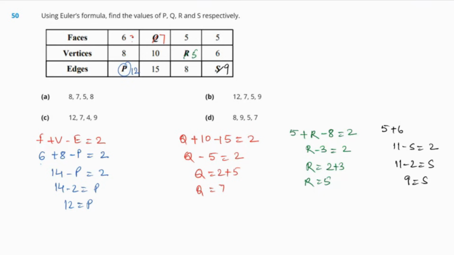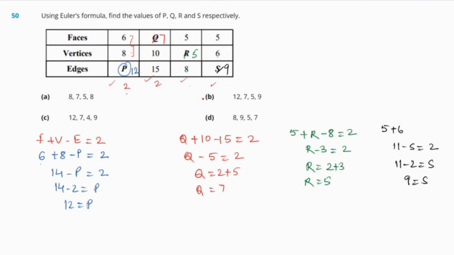Because the values 6, 8, and 12: 6 plus 8 is 14, and 14 minus 12 is 2. Yes, that is correct. 7 plus 10 is 17, and 17 minus 15 is 2. That is also correct. 5 plus 5 is 10, and 10 minus 8 is 2. That is also correct. 5 plus 6 is 11, and 11 minus 9 is 2. That is also correct.